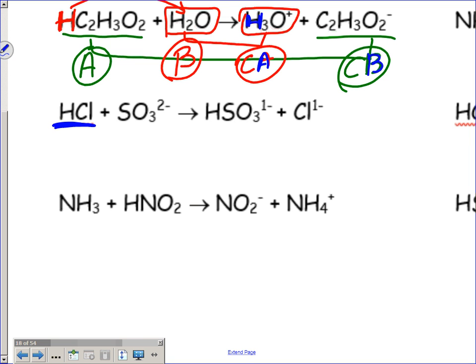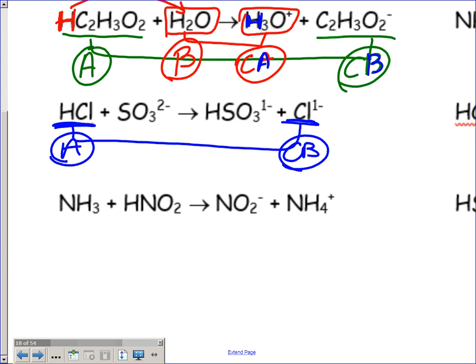It becomes Cl-. So what happened from here to here? It donated. Good. If I'm the donor, I'm the acid. And acids make conjugate bases, so you can immediately label that CB. If I look forward, I can see that the sulfite here becomes HSO3-, so that's bisulfite. How did it become that? It took on another H, so it is the acceptor, it's the base. And bases make conjugate acids.